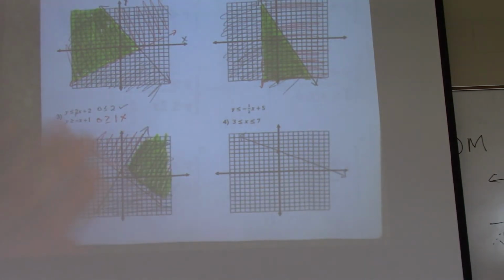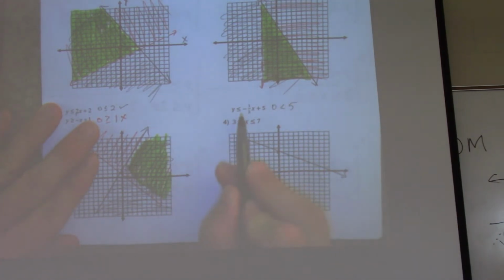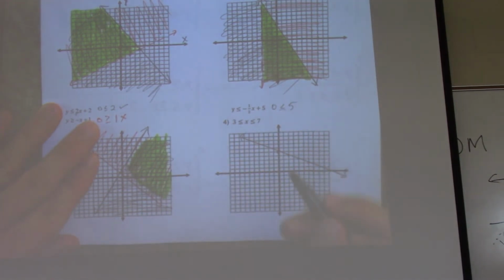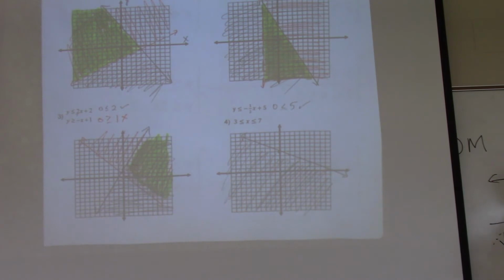And I plug in 0, 0. 0 is less than or equal to 5. Yep, that's true. So I shade towards the origin. Again, going back to what I was saying a few minutes ago, if that was false, I would shade up instead of down because it's not towards the origin.